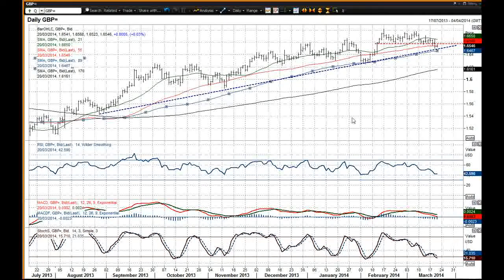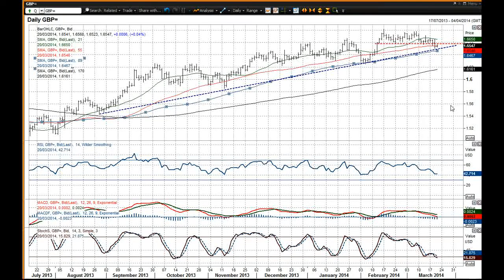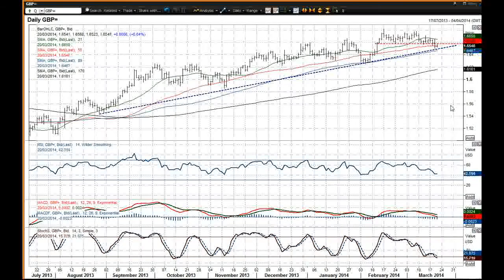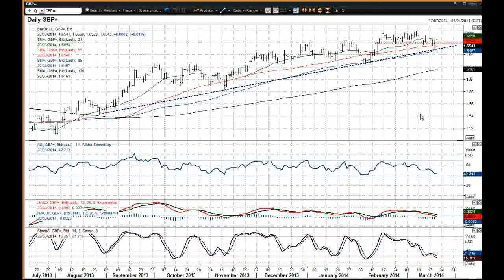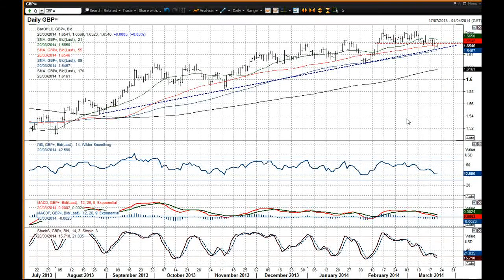You've also got this 89-day moving average, which supported back in early February, still trading above there now. And so there's several arguments to suggest that if the bulls can actually find support around these sort of levels, then this would ultimately be probably yet another buying opportunity in this big uptrend that we've seen.